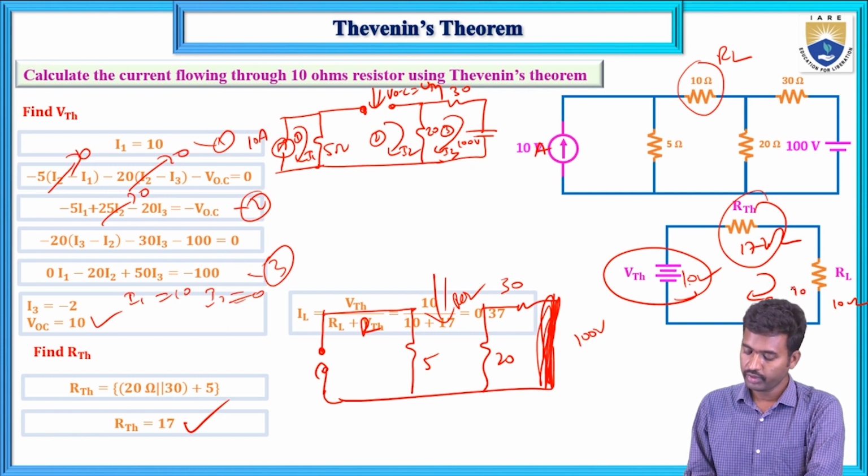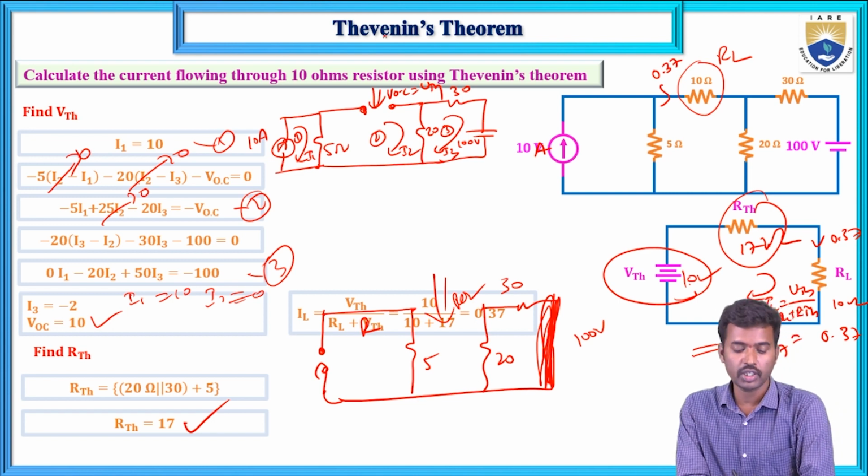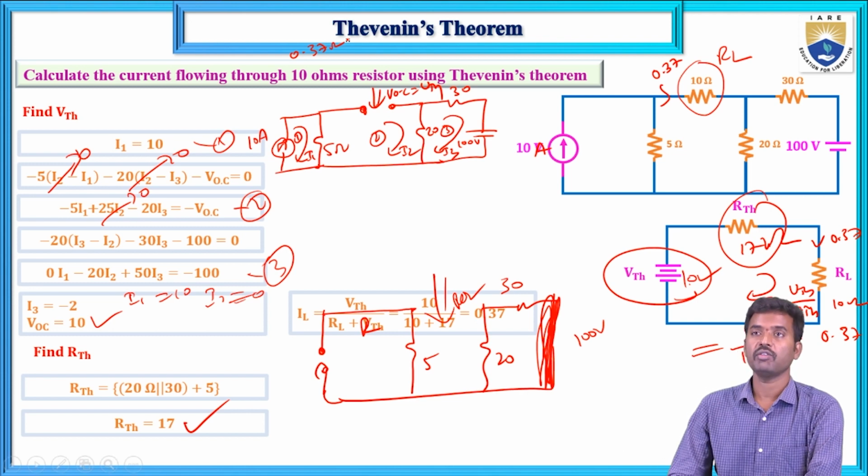IL equals VTH divided by RTH plus RL, that is 10 volts divided by 10 plus 17, which equals 0.37. So this load resistance current equals 0.37, and the current flowing through the 10 ohms resistor equals 0.37 amperes using Thevenin's theorem.